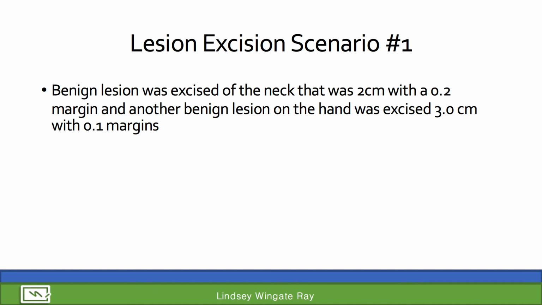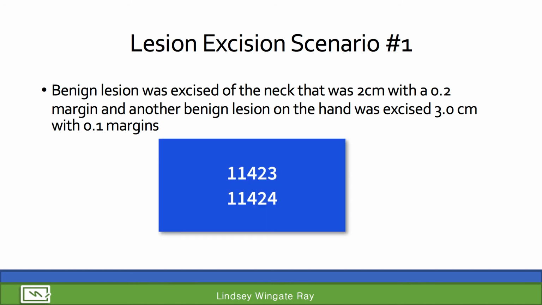To get to your codes, you should have first gone to the benign section of the lesion excision page. Then you should have looked for first the code range with the neck involved. After that, you would have added up your size of 2 centimeters plus 0.2 margin, which you would have gotten 2.4. Your first CPT code for the neck would have been 11423. Then, to get the hand excision, you would have gone to the section with the hand and then added 3 centimeter lesion with a 0.1 margin, so that would have been 3.2. You would have gotten code 11424.